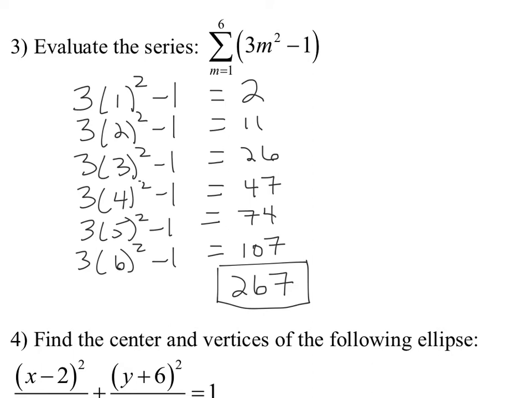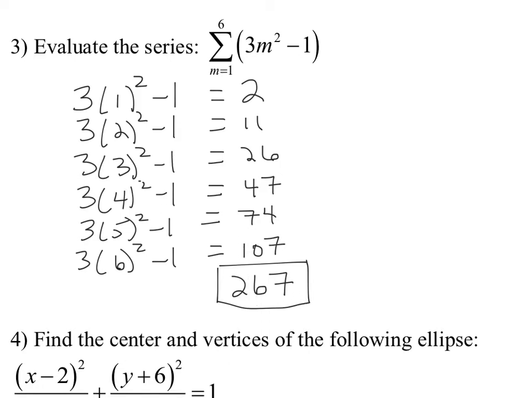All right, so what this looks like is we take this equation right here, this 3m squared minus 1, and we plug in the numbers 1 through 6. It says, starting with number 1, do 6 iterations or 6 terms. So 1, 2, 3, 4, 5, 6. There are my 6 terms. I get my values for these calculations: 2, 11, 26, 47, 74, and 107. I add those together to give me 267.